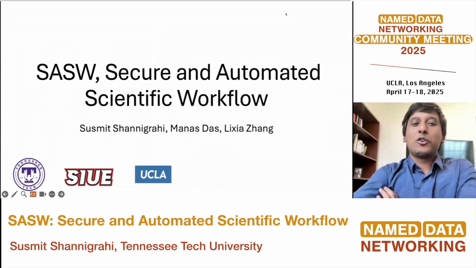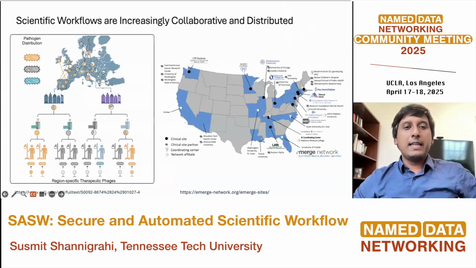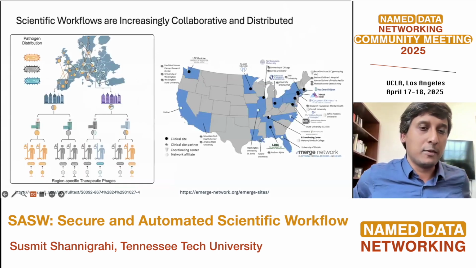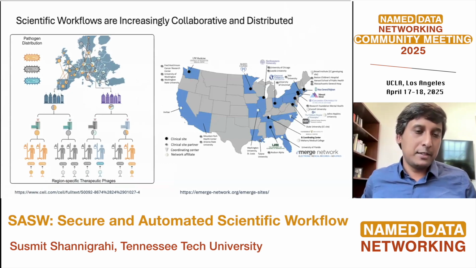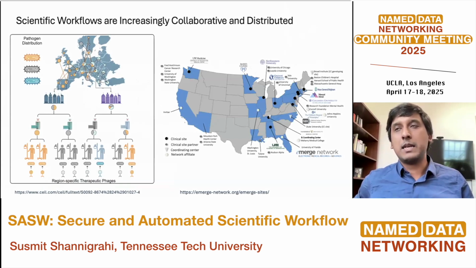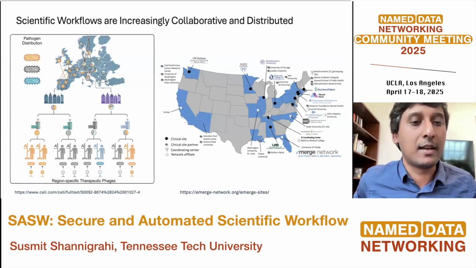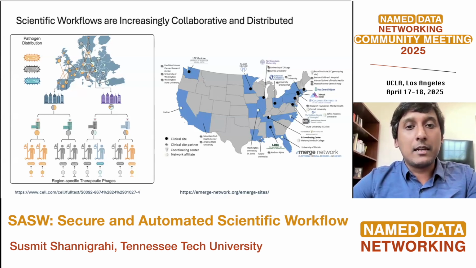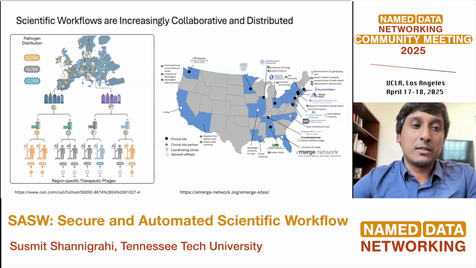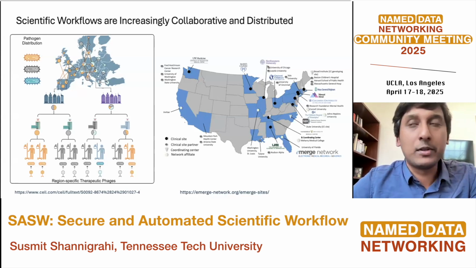This is a secure and automated scientific workflow. We call it SASW. The idea came from looking at genomics workflows, which are typically distributed. On the left, you have an example where people are looking at pathogen distribution and how the antibiotics are working against those pathogens. And they're looking at whether there are drug resistant bacteria that are emerging at different parts of the world.